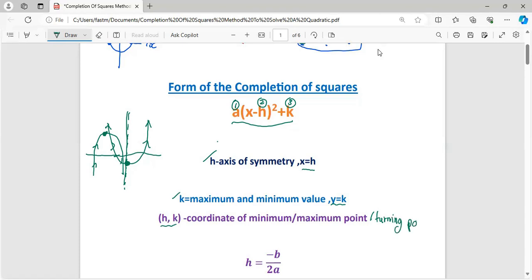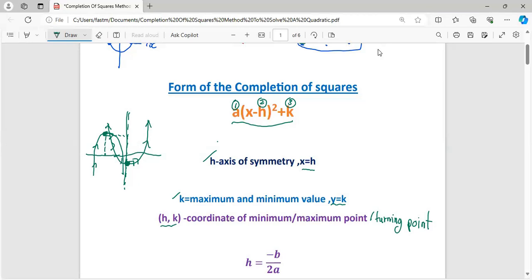Yeah, it's basically just the point where it turns, where it changes direction. So this point here is the turning point. Why? Because it's the point at which you start to go downwards. This point here is the turning point. It's just the point where you start to go upwards. Right? When you combine the axis and the minimum point, you get the turning point, or the maximum or minimum point.